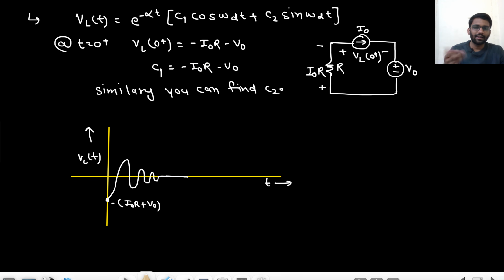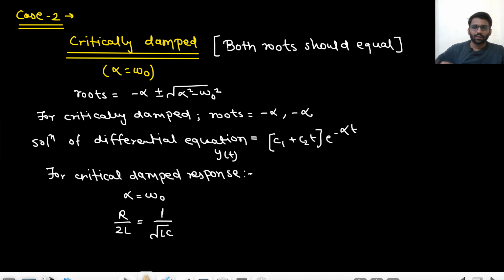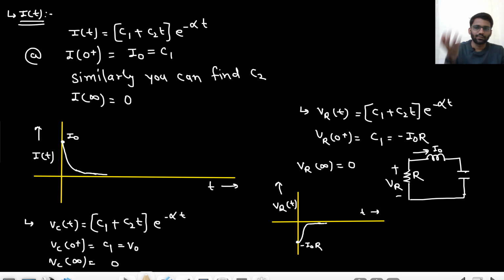Similarly, for a critically damped response, what should be the roots? Roots should be equal. So alpha should be equal to omega naught. So this is for critically damped. Then you can write down, then you can see all these graphs. The graphs will have no oscillations and will quickly settle down to the final value.